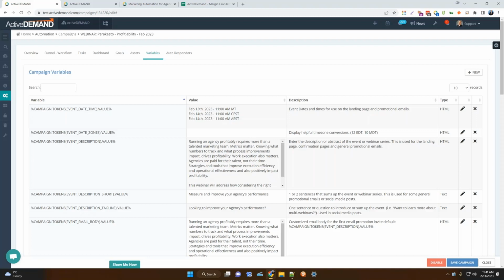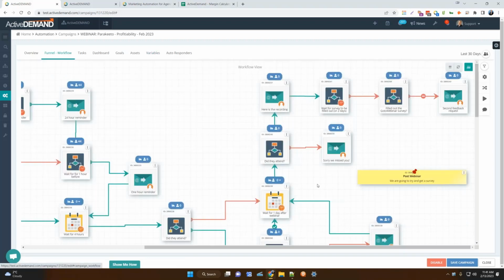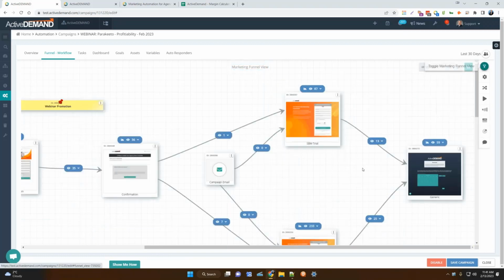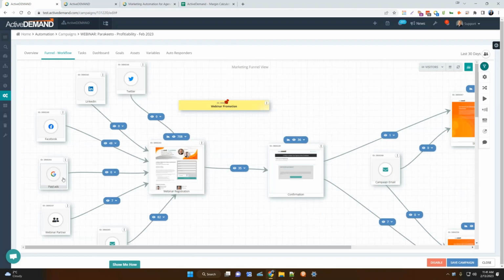All the landing pages are built, all the emails are built, all the social posts are built, even the funnel view is built. So if I was to sell a marketing initiative out of my playbook to my client, I would show them this funnel as an example, and then I would say, okay, to do a webinar per month, this is how much it's going to cost per month, right?